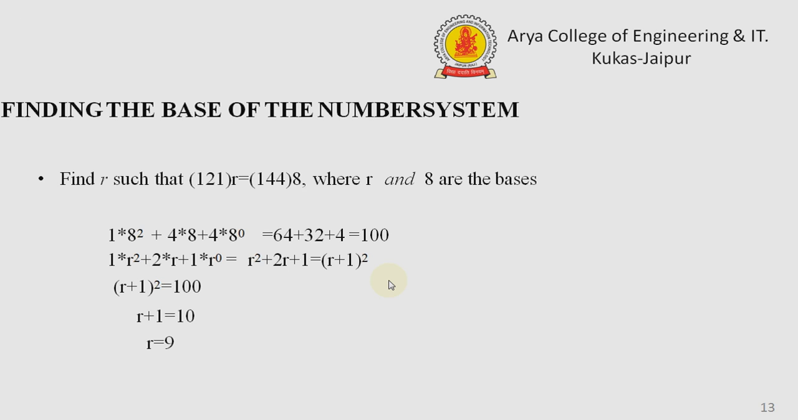Find R, which equals 144 base 8, where R and 8 are the bases. So how do we calculate? We calculate 1 multiplied by 8 raised to 2, plus 4 multiplied by 8 raised to 1, plus 4 multiplied by 8 raised to 0. So this is equal to 100. And then when we are talking about R, we calculate it this way and R comes out as 9. So 121 base 9 is equal to 144 base 8.